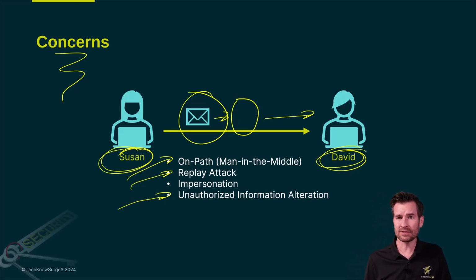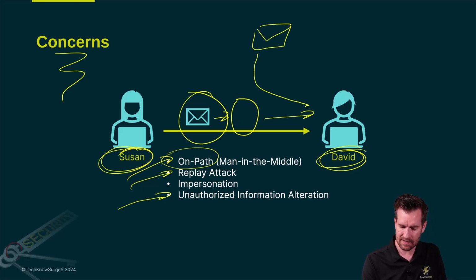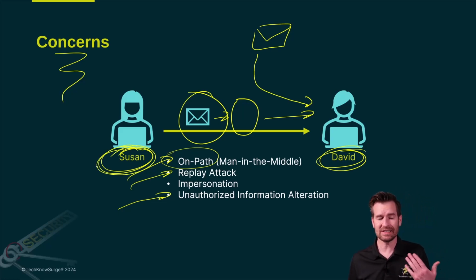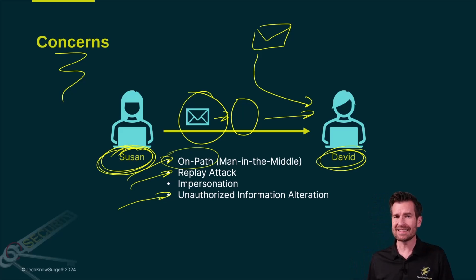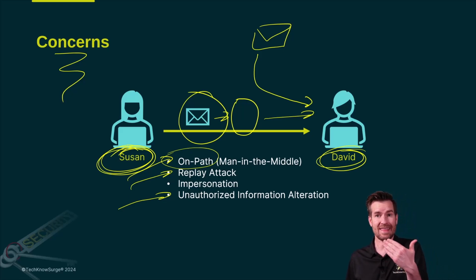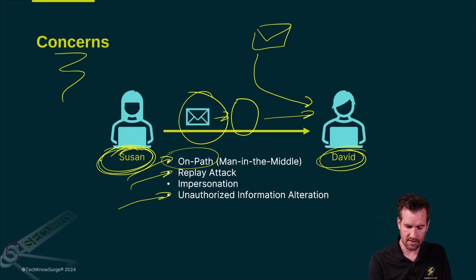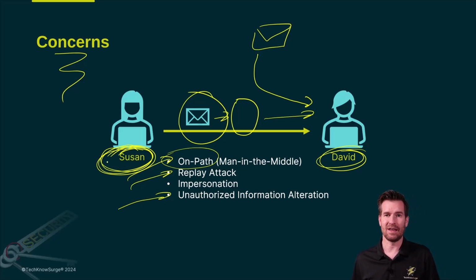It could come from outside the system too, so it's not just on-path attacks. Let's say somebody is impersonating Susan: they're outside the system and they send a message to David pretending to be Susan. And so we need some sort of integrity check or authenticity check to make sure that this mail is from who it says it's from, in this case Susan, and that it's not been altered.